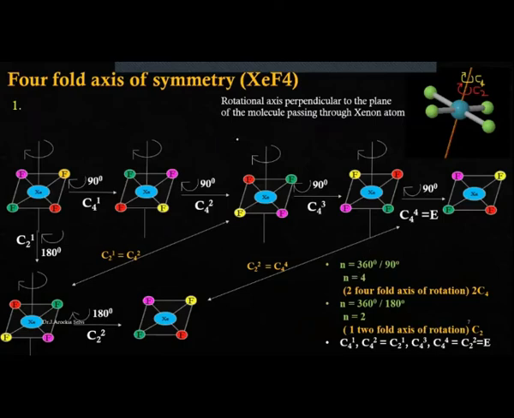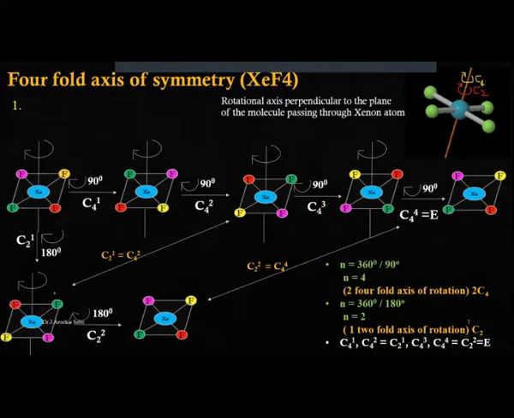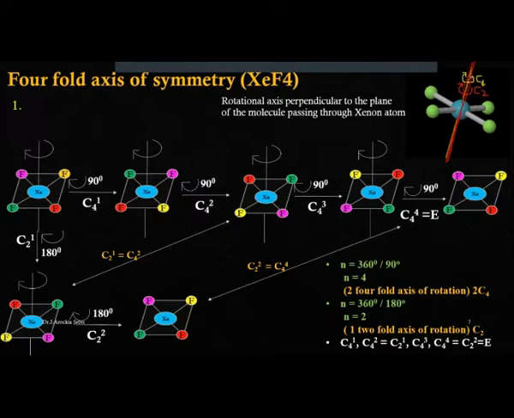Then fourfold axis of symmetry. If you want an example, xenon tetrafluoride is square planar. So for square planar, the axis is made to pass through xenon, like this, perpendicular to the plane. When it is passing through this, what are the possible angles of rotation to get an indistinguishable configuration?